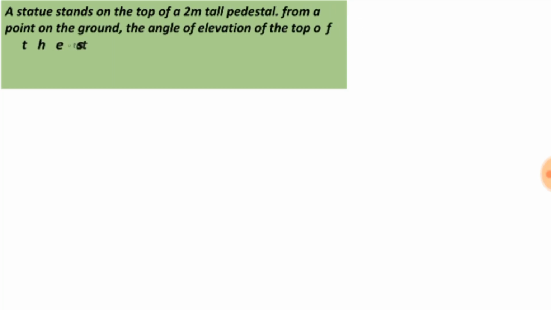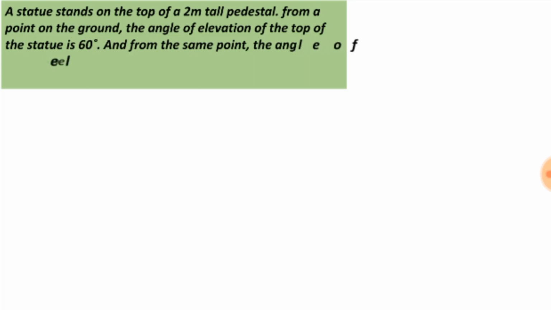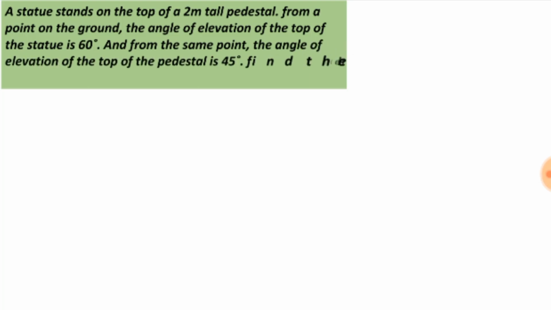A statue stands on the top of a 2-meter tall pedestal. From a point on the ground, the angle of elevation of the top of the statue is 60 degrees. And from the same point, the angle of elevation of the top of the pedestal is 45 degrees. Find the height of the statue.